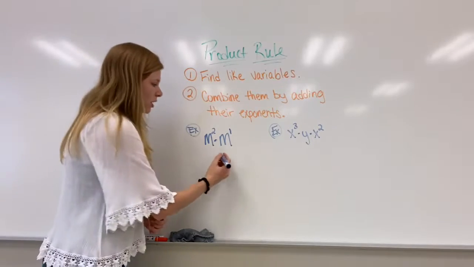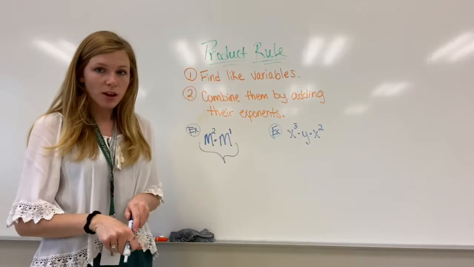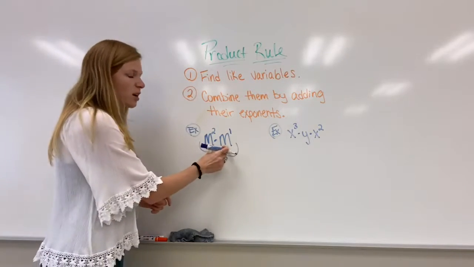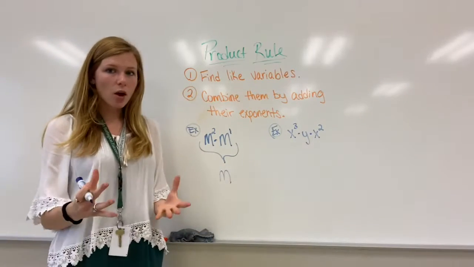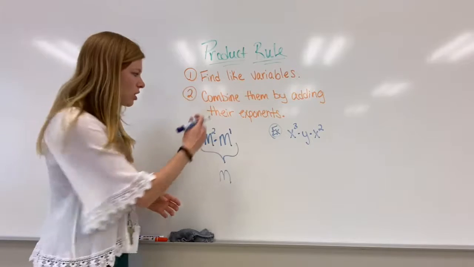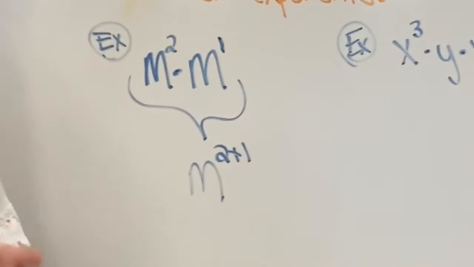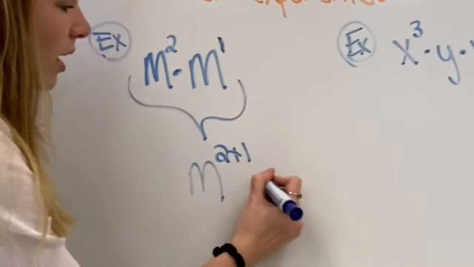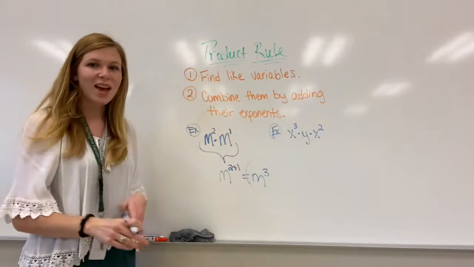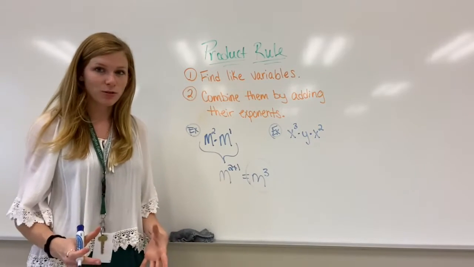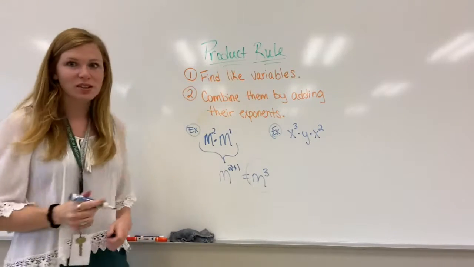So my final answer, when I'm going to use the product rule to simplify this expression, I'm going to take my like variable and write that down first, which is m. Now I'm going to add the exponents. So I'm going to end up with a 2 plus 1. I'm going to simplify this down even further. So I get m to the 3rd, or m cubed. And that is my final answer for that first example. Go ahead, if you need to pause this video, write down this example.